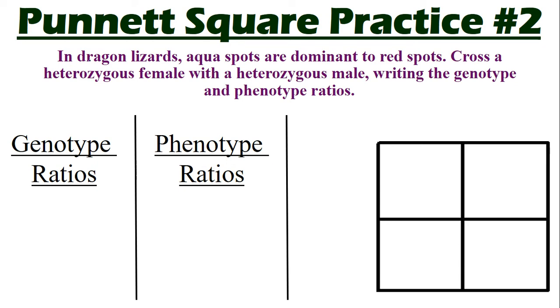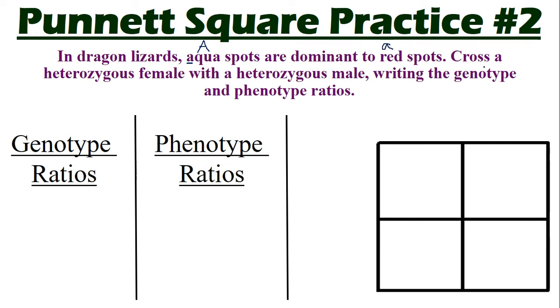So it says, in dragon lizards, which are fake, I made them up, you have aqua spots are dominant to red spots. So let's stop right there. Which one's dominant? Aqua. So we're going to use A because that's the first letter of the dominant trait for this Punnett square. Aquas are dominant, so they're capital A. Reds are lowercase, so they're lowercase a.